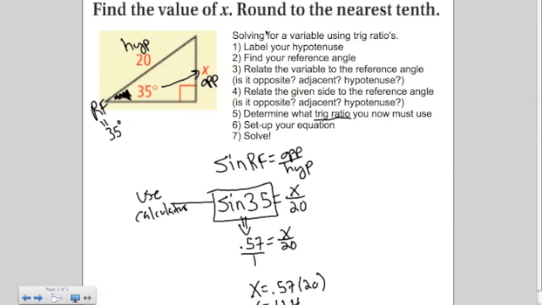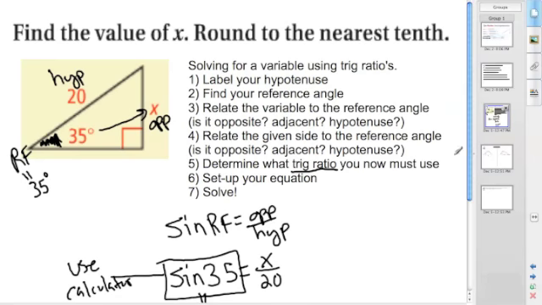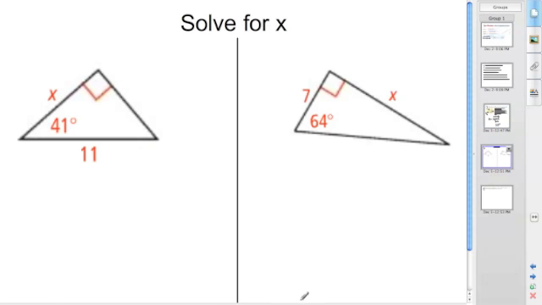So again, here are your steps. We'll do another one. If you want to hit pause and take a look at this again, you can, or rewind. So let's try these problems. Solve for x.